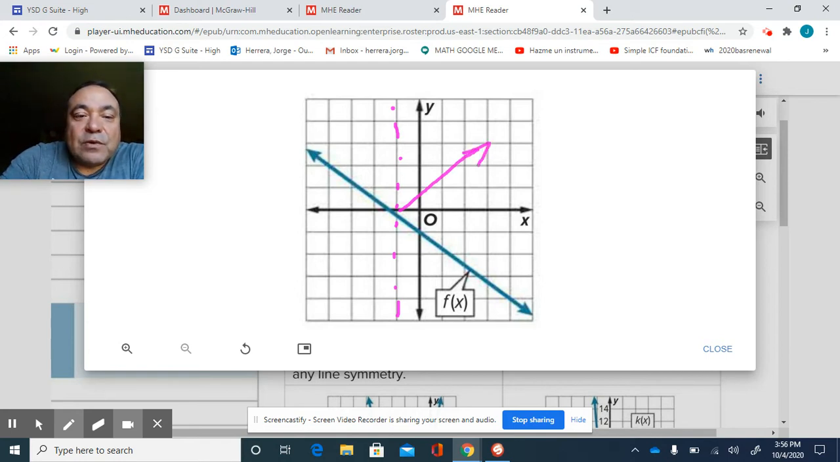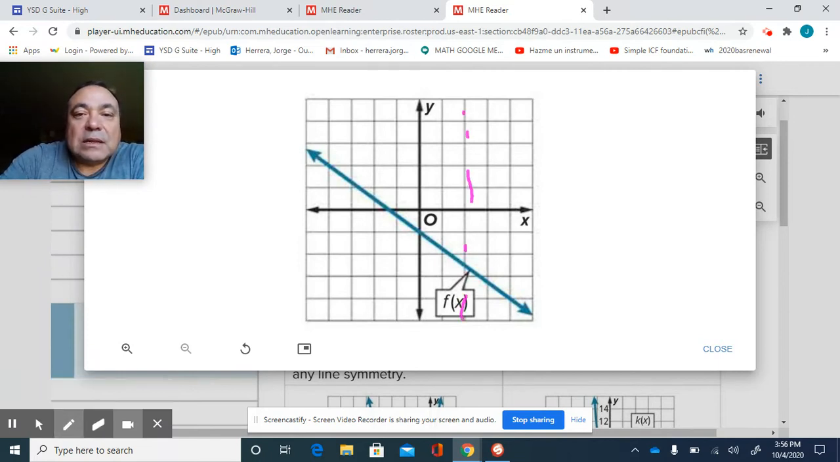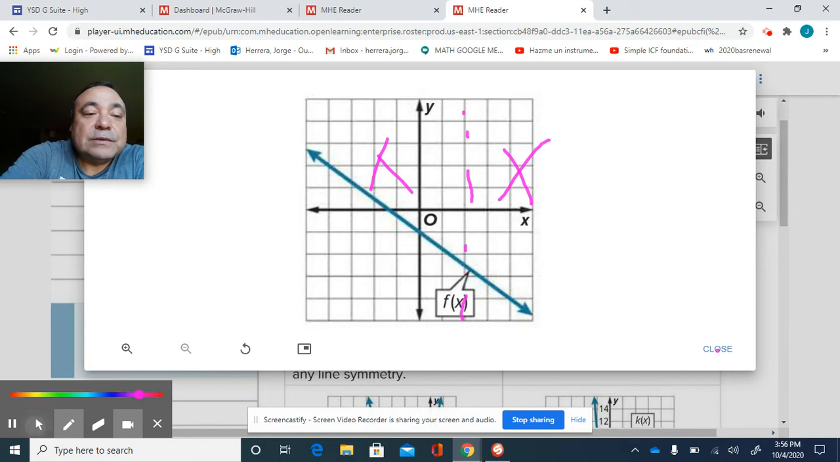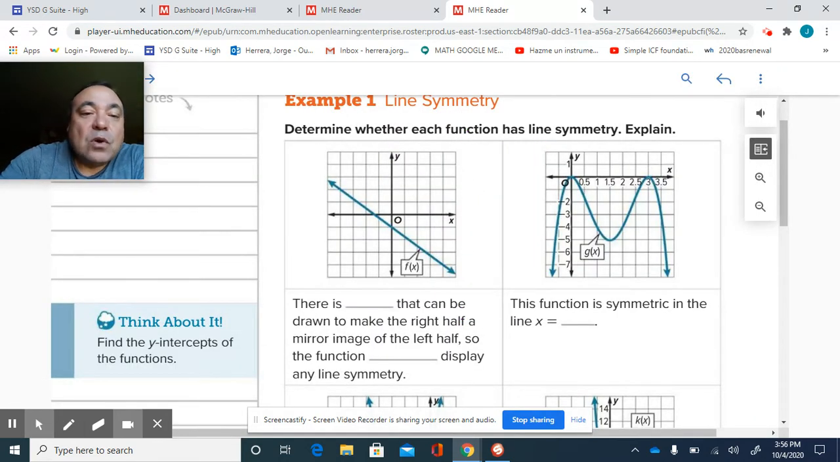So therefore, this one does not. It totally does not. Therefore, it doesn't matter where I put the line. If I was to put a line right there, it doesn't give me a line of symmetry. So nothing here, nothing there. So therefore, we cannot have a line of symmetry for this one. Okay. So there is no line of symmetry on this one.